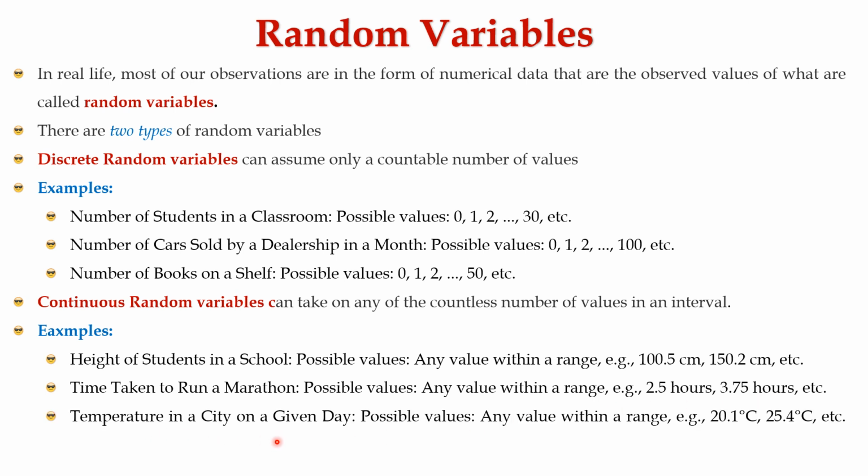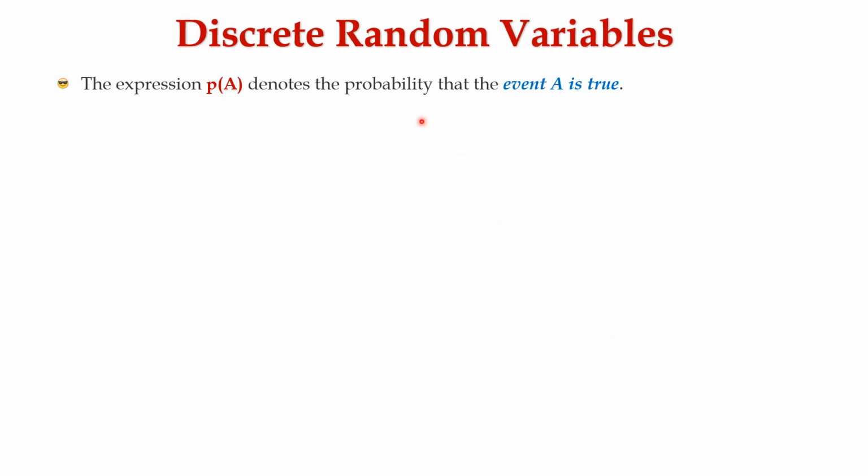Next, temperature in a city on a given day. The values can range within 20.1 degrees Celsius, 25.4 degrees Celsius, and so on. Next, we can see in detail about the discrete random variables.